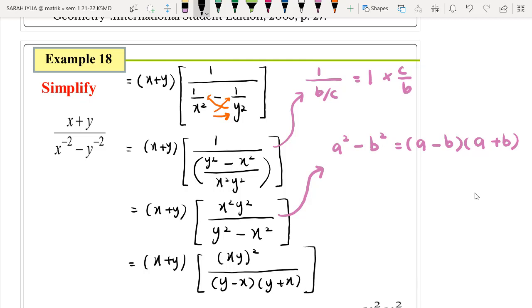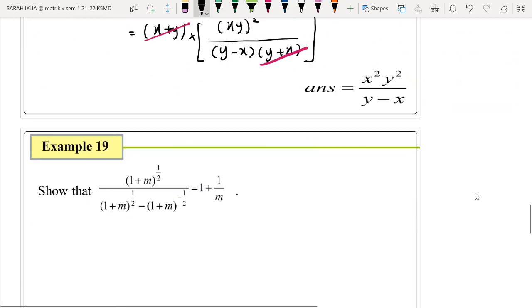Okay, even though I put a bracket, square bracket here, maksudnya kat sini darab, dia multiplication. So, ada tak common factor yang kita boleh cancel out? Yes, we have it here. X plus Y, Y plus X. That's the same thing. Okay, kita dah boleh cancel out. So, final answer here would be XY, the whole thing squared, divided by Y minus X. Itulah final answer kita. Jawapan in a simplest form.